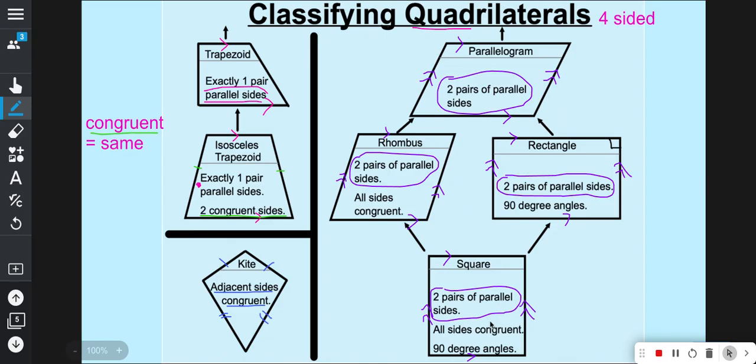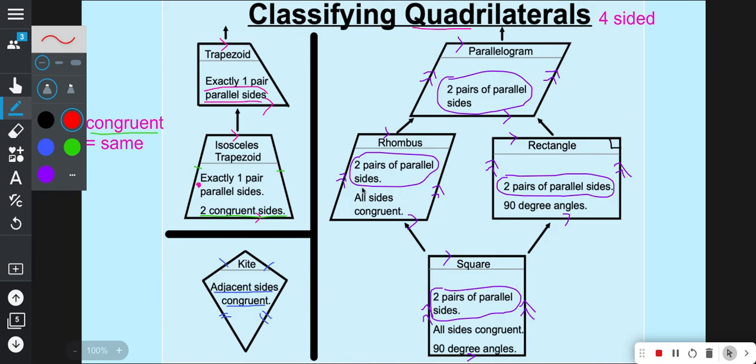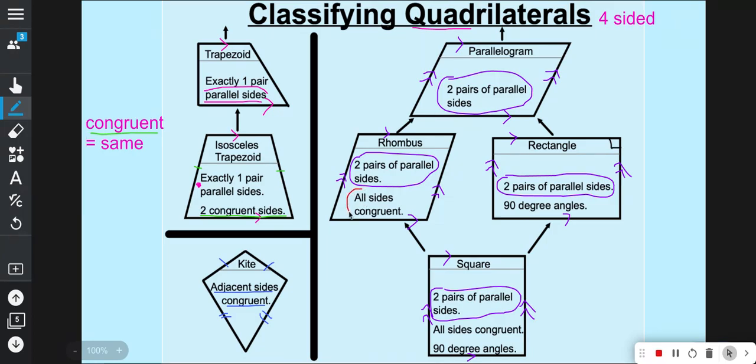So a square can be called a parallelogram. A rectangle can be called a parallelogram. A rhombus can become a parallelogram. A parallelogram, though, can only be a parallelogram and a quadrilateral. Because if we look at a rhombus, and change our color again, a rhombus has all sides are congruent in part of its definition, which means all sides are equal in length. So we're going to put those slash marks to show.